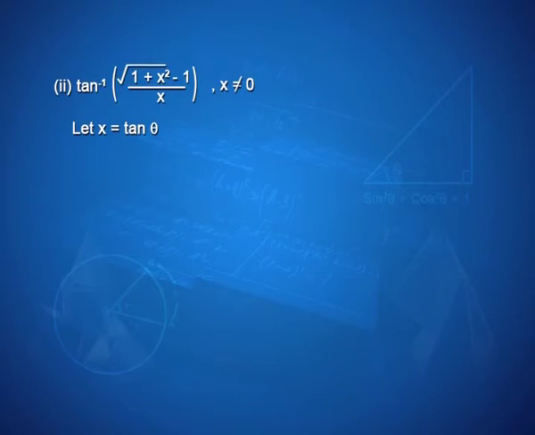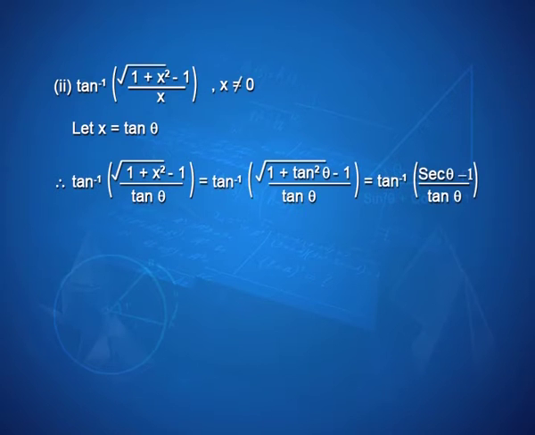Why? Because 1 plus tan square theta will become sec square theta. Under the square root, it becomes simpler sec theta. Let us see if that works with other terms around as well. So, start by putting x is equal to tan theta, and the expression becomes tan inverse of root of 1 plus tan square theta minus 1 by tan theta. As I said, 1 plus tan square theta you know is very well sec square theta, and therefore, you get tan inverse sec theta minus 1 by tan theta.